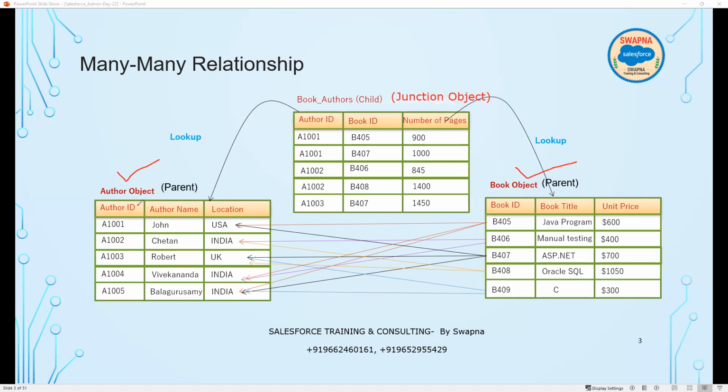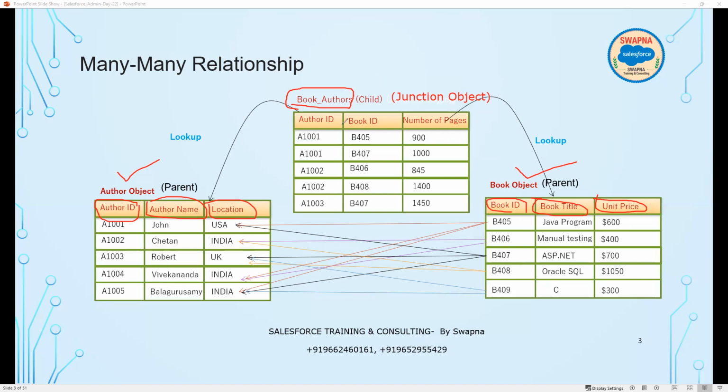In the author object, create fields called author ID, author name, and location. Similarly, in the book object, create book ID, book title, and unit price. Now, these are the two individual objects created. Then create another object called book underscore authors. These three are individual objects. First create an author object, second a book object, then a book author object.